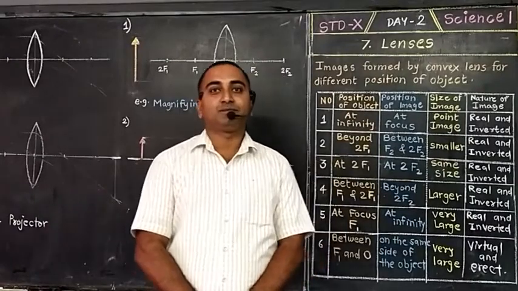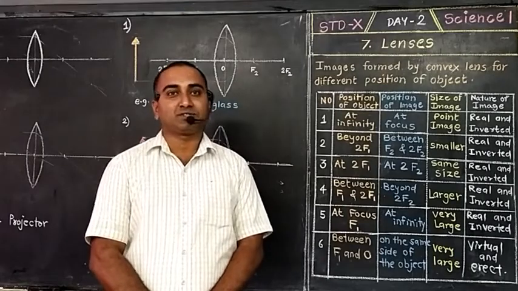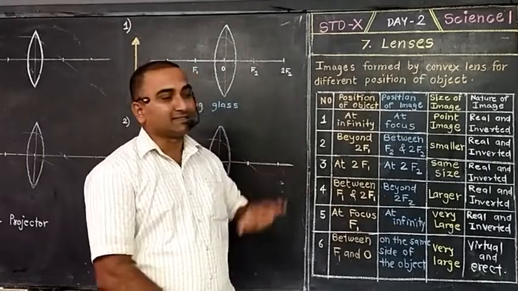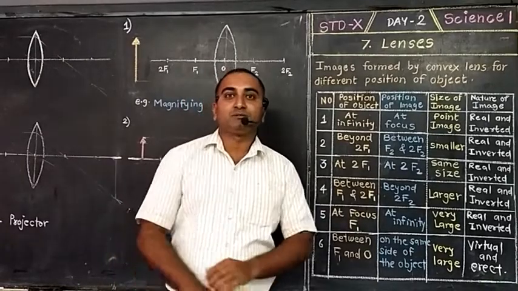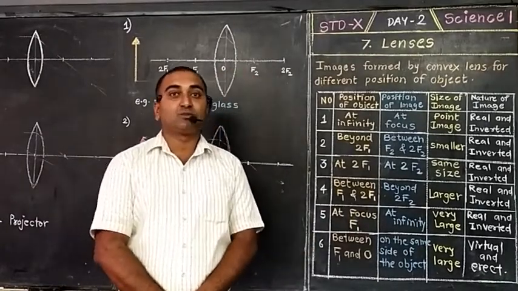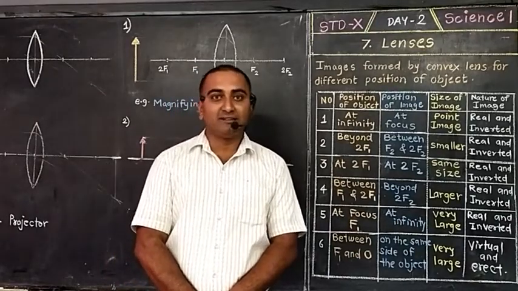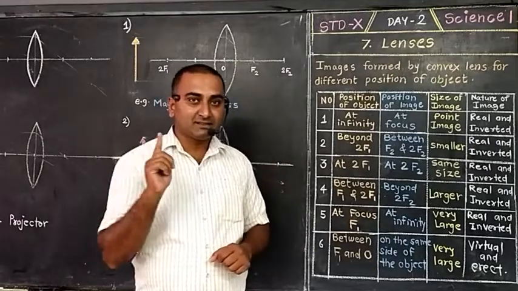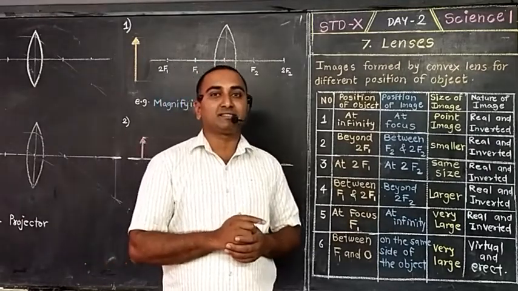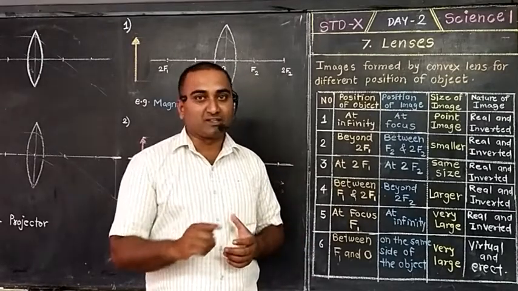Hi students, it is the second day of the 7th lesson from science section A, that is lenses. Last period we discussed the rules to draw a ray diagram. The first rule we discussed: the incident ray which is parallel to the principal axis, after refraction passes through the focus.